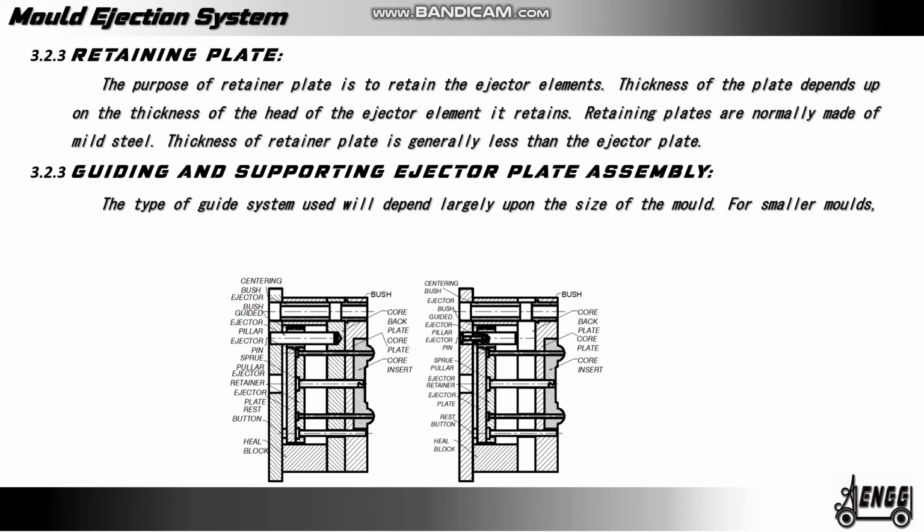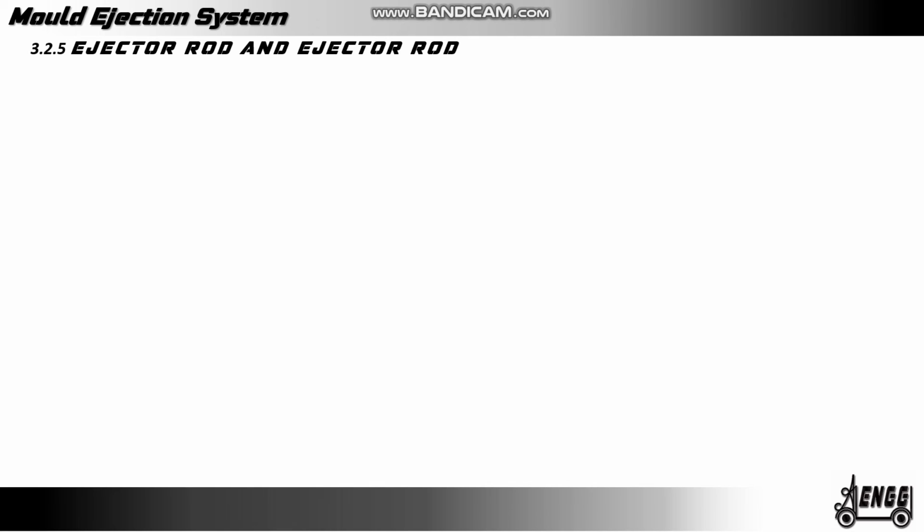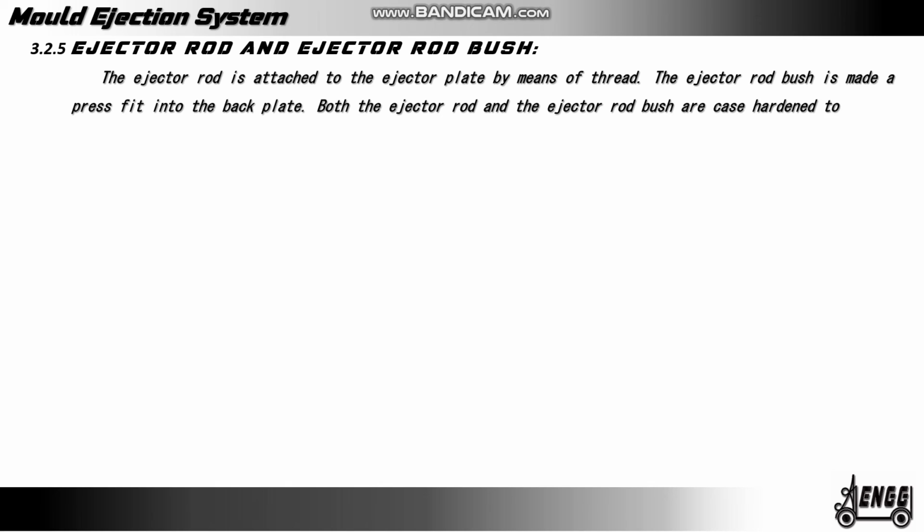For smaller molds, the ejector rod is guided in an ejector rod bush securely fitted into the back plate, which maintains alignment and provides support for the ejector plate. Ejector rod and ejector rod bush. The ejector rod is attached to the ejector plate by means of thread. The ejector rod bush is made a press fit into the back plate. Both the ejector rod and the ejector rod bush are case-hardened to resist wear.